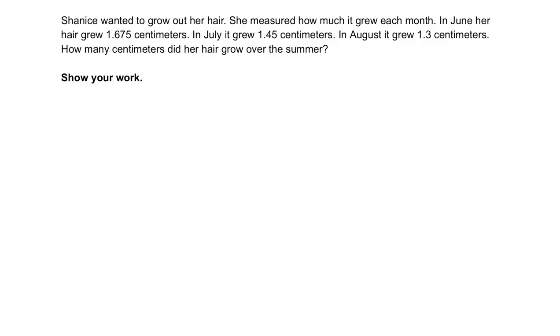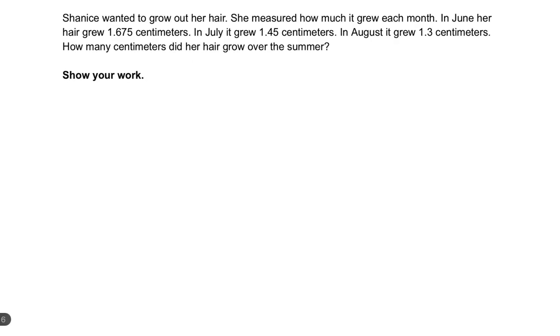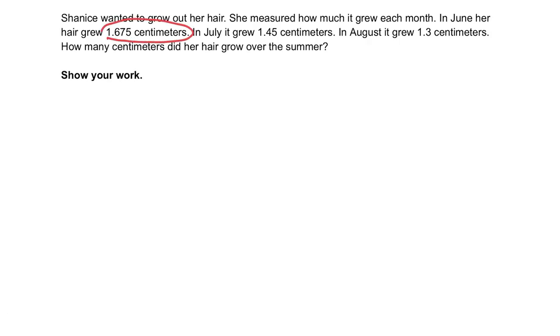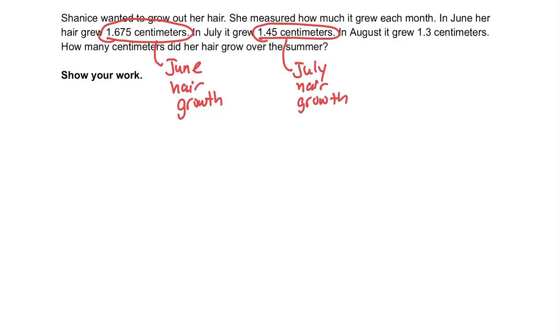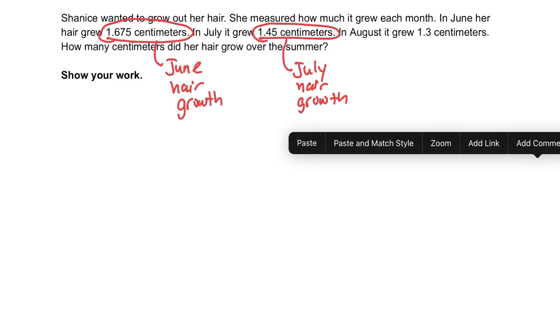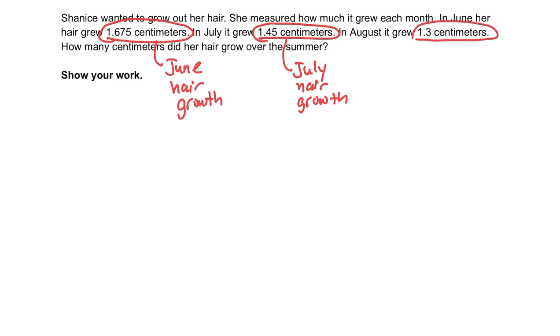Well, the first thing I want to do is make sure I mark up any of the important information. This right here is important because it's how much your hair grew in June. So I'm going to also annotate it with June hair growth. This one here is 1.45 centimeters, also important, and I'm going to annotate it with July hair growth. And then finally, it grew in August 1.3 centimeters. And this is the August hair growth.